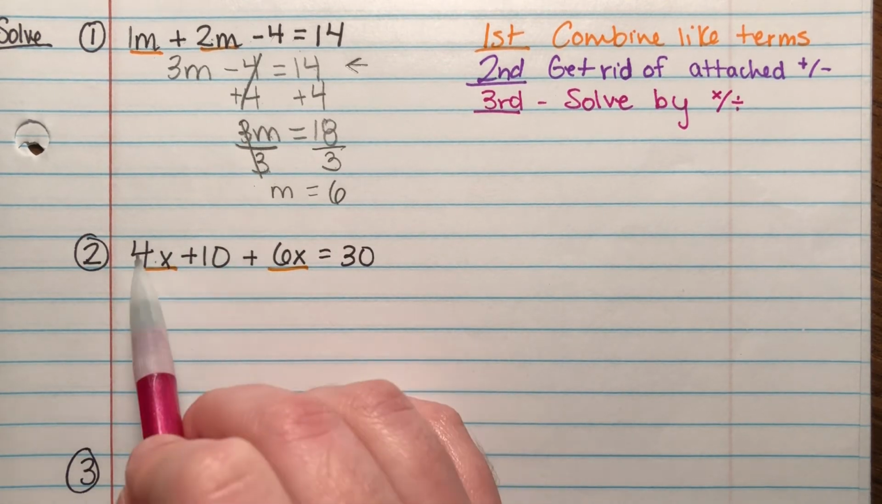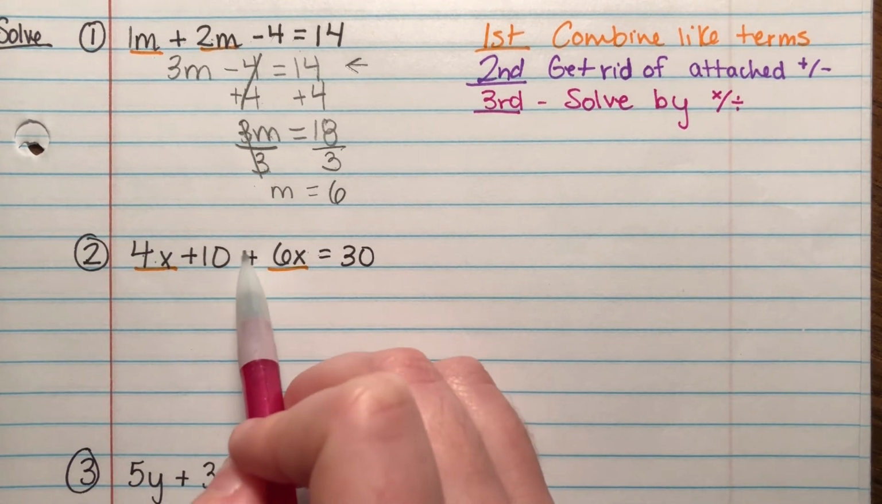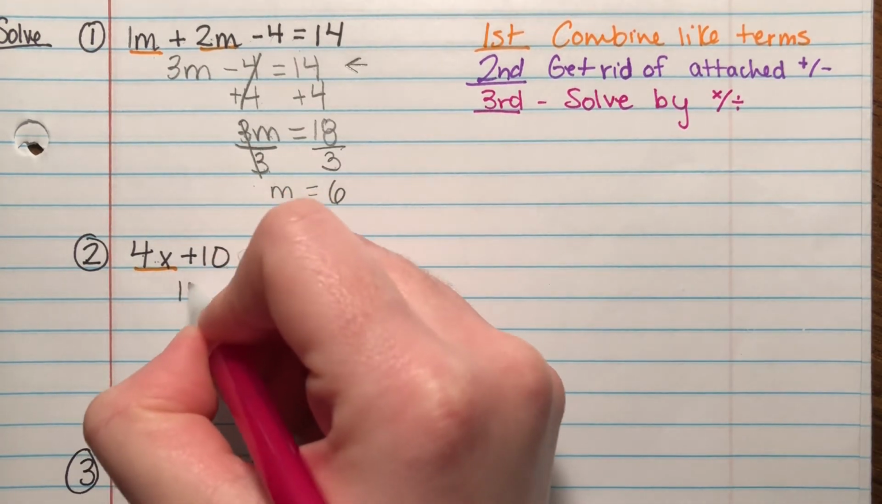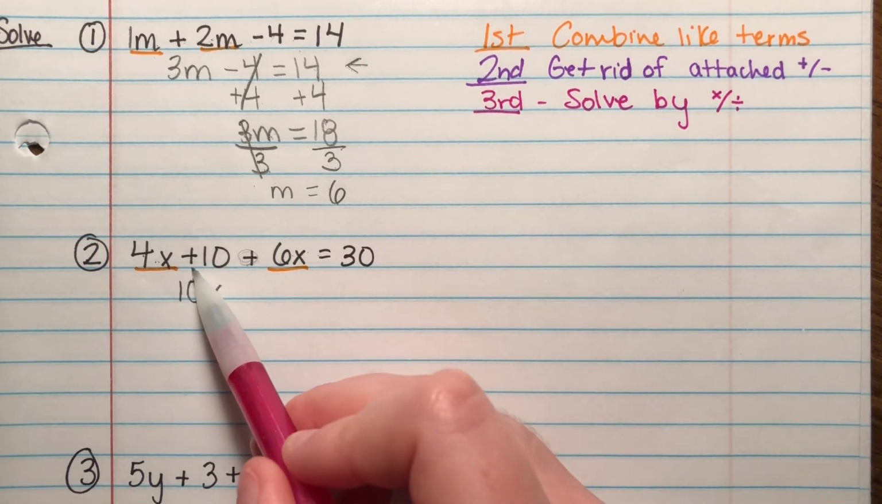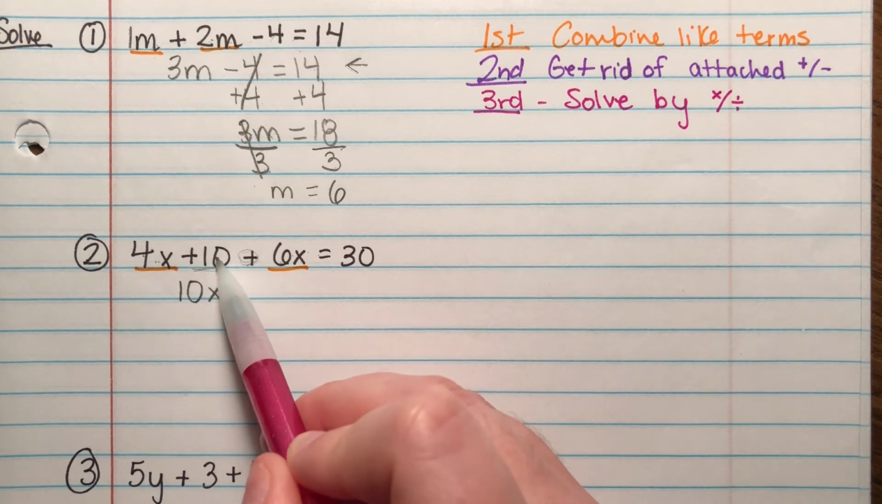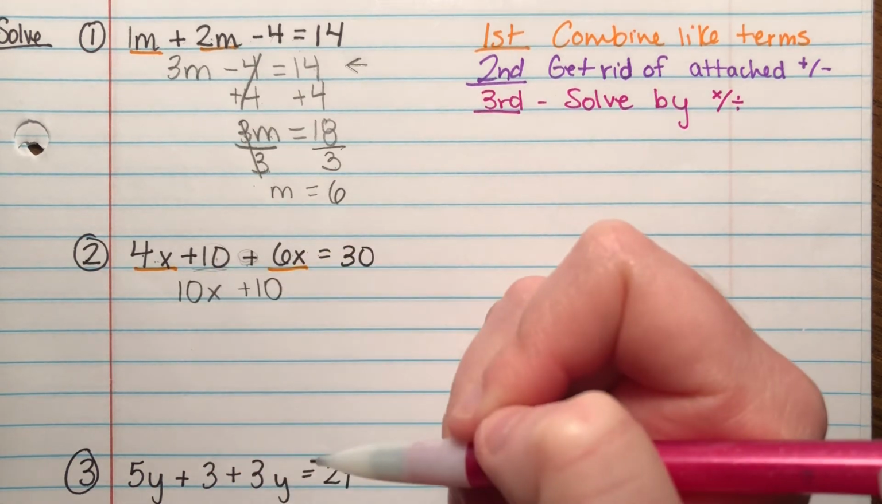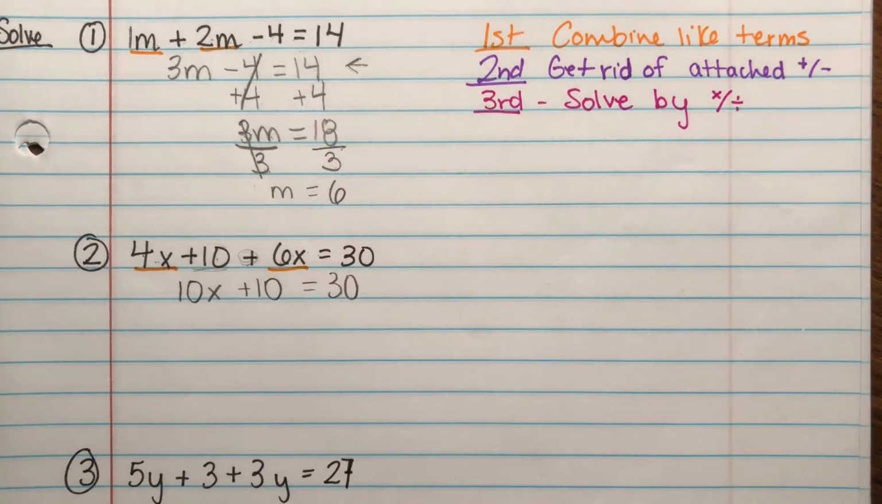I'm going to combine them. So 4x plus 6x, because this sign here is positive, is going to give me 10x. Okay? Now I'm also left with this term here, plus 10. Don't leave this term out. Don't forget about that one. All right, equals 30. Now I can solve like I'm solving a two-step equation.